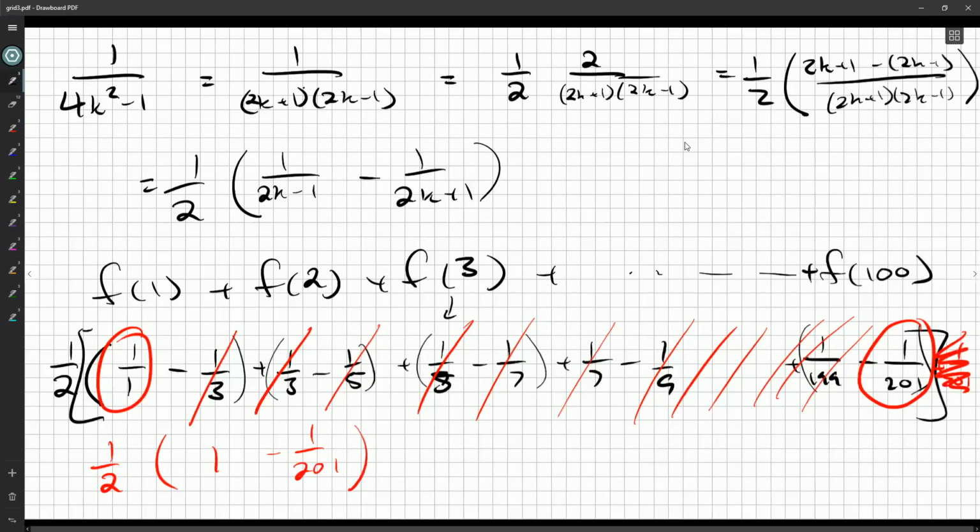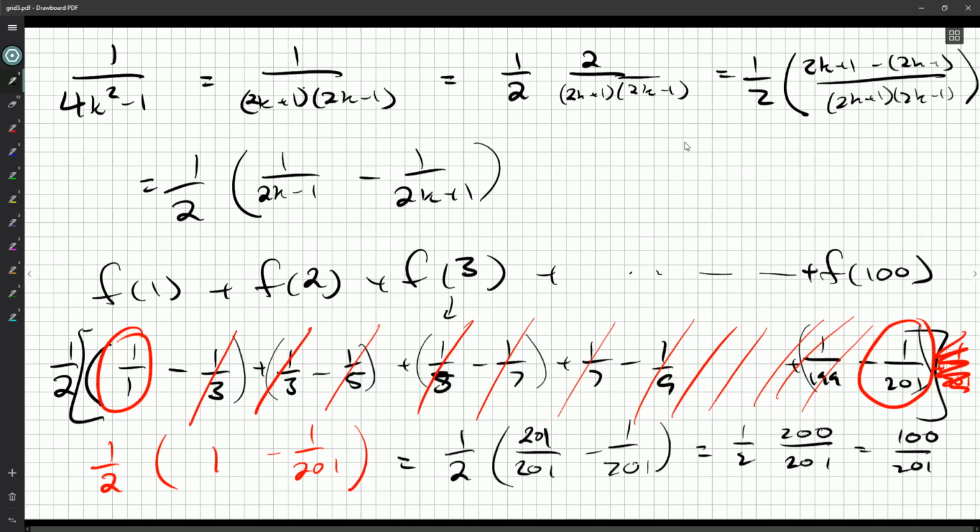Okay, so this is what we would end up getting. This is called a telescoping series, when part of the previous terms cancel out with some of the later parts of the later terms. So we get 1/2 of 201 over 201 minus 1 over 201, and we'll get 1/2 of 200 over 201, and so our final answer is going to be 100 over 201.